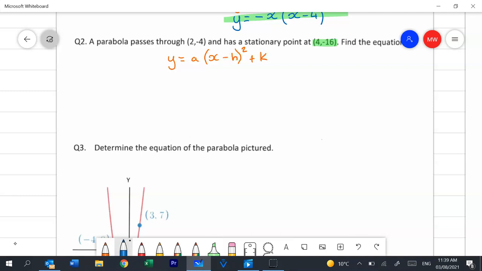So we'll substitute those in. We've got y equals, again, we don't know what a is, (x minus 4) squared, and I got that 4 from here, and then the minus 16 gets tacked on the end, and that comes from here. Now, we don't know what x is, we don't know what y is, and what a is again. So what we're going to do is take this random point on the line and borrow its x and y values to solve for a. So y is now minus 4. We don't know what a is. x is 2.